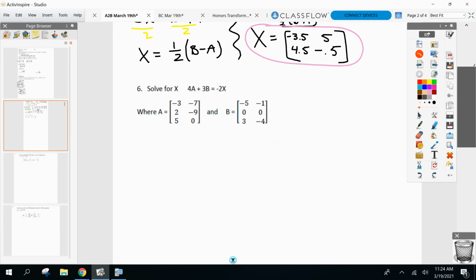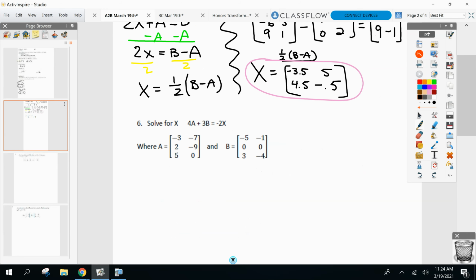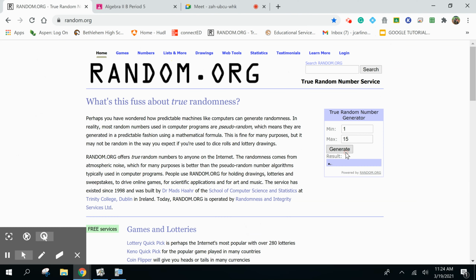Okay, solve for x now. Solve a matrix for x. First thing, don't touch either matrices. I need your help. 4a plus 3b equals -2x. Help me out. What do I need to do to solve for x?